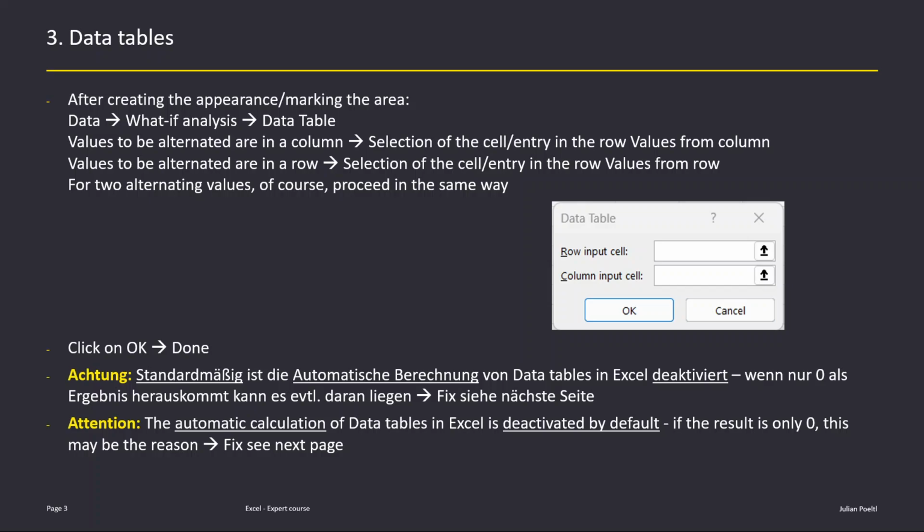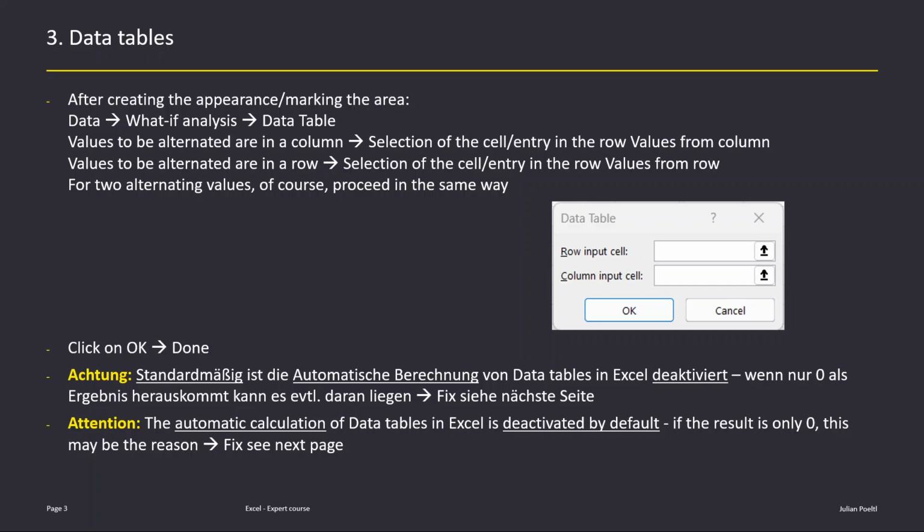And here you need to select: if your values to be alternated, so your input values, are in a column, you need to select the entry cell in values from column, so column input cell. And if your values to be alternated are in a row, you need to click on row input cell. And proceed the same way, so click on this for this and this for that. Then click on OK.